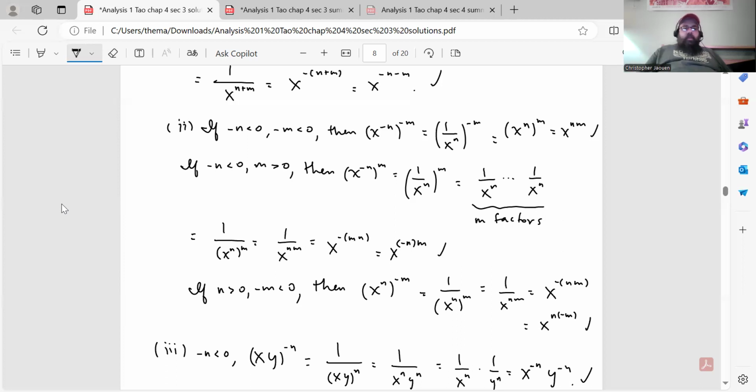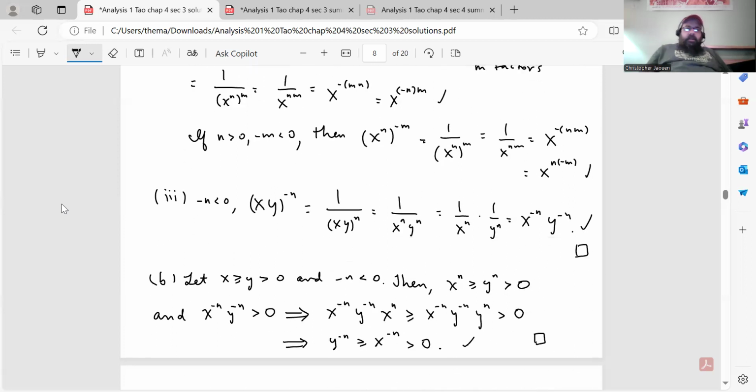Right, and then if one is negative and the other positive, so assume negative n is the negative one, then x to the minus n to the m is 1 over x to the n to the m power, which is equal to 1 over x to the n times itself m times, which is 1 over x to the n to the m. And we know that that's equal to 1 over x to the nm by the previous proposition, which is equal to x to the negative of mn, which is x to the negative n times m.